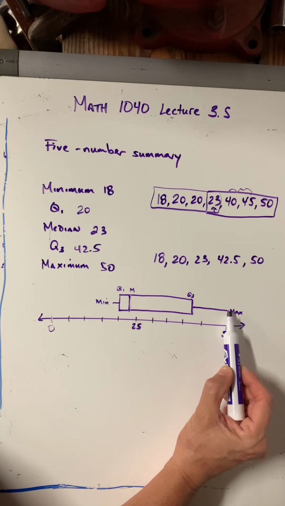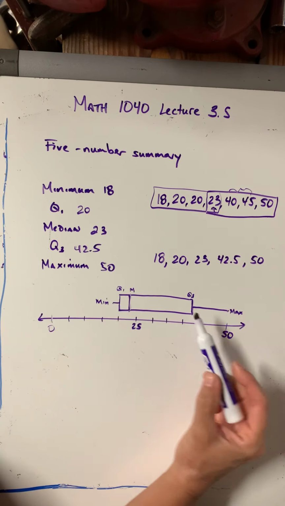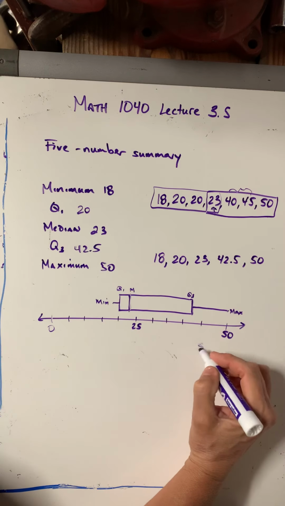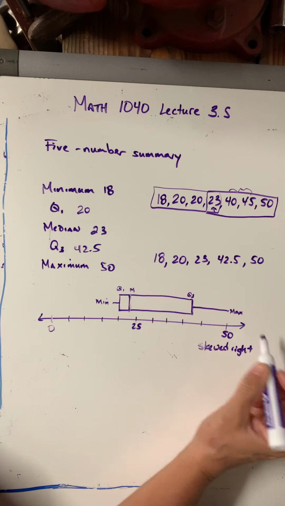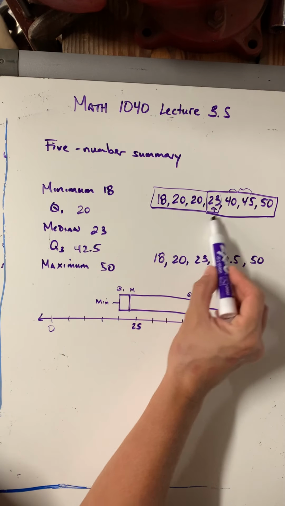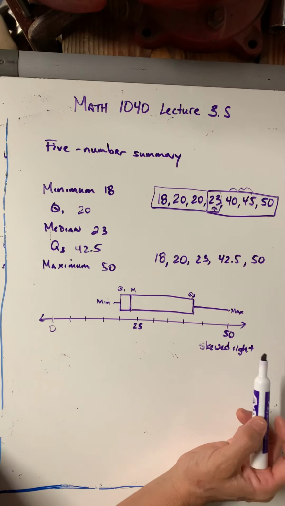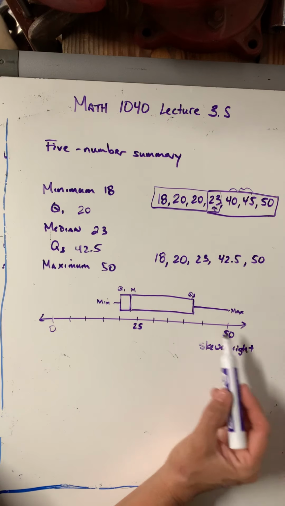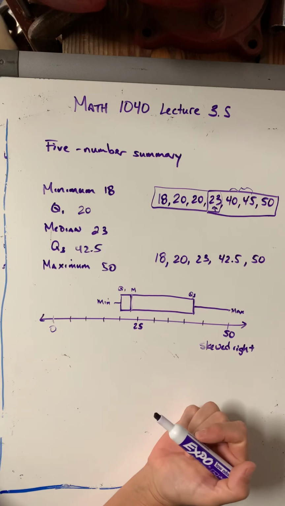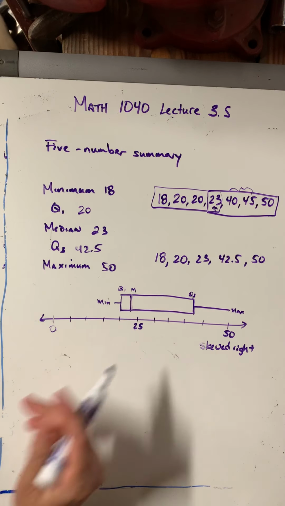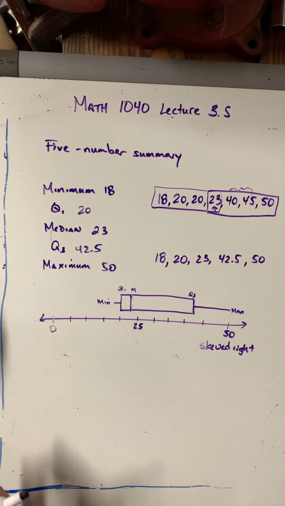Because this whisker is longer than this one, then we call this skewed right. So this is skewed right, and that kind of makes sense with the data because most of them are hovering down here, and then all of a sudden we pull up to the 50, right? So if the right whisker is longer, it's like you pulled it in that direction, so that's skewed right. Had the left whisker been longer, then it would have been skewed left.